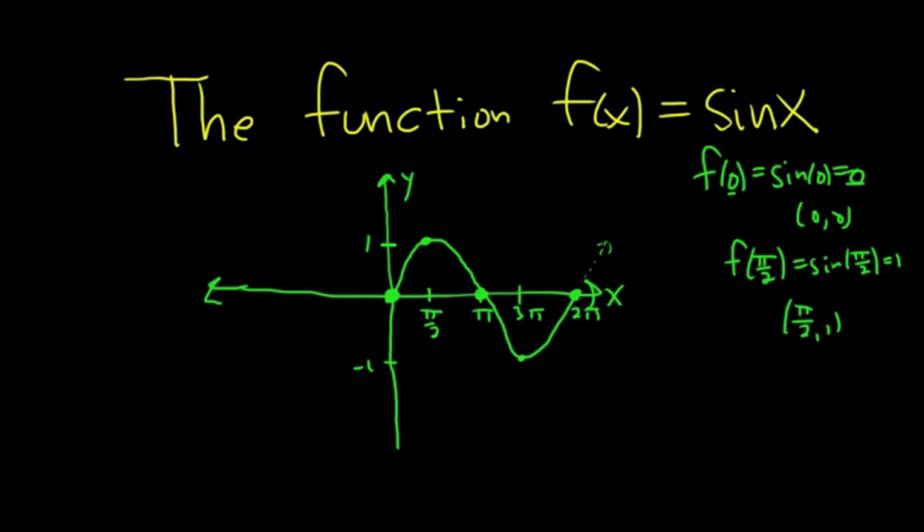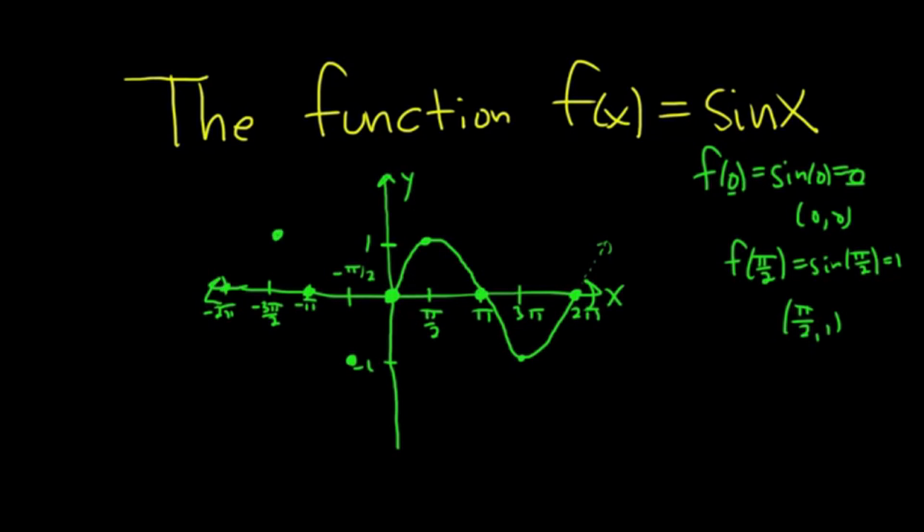If you go backwards, into the negative x values, here you would have negative pi over 2, then here negative pi, then here negative 3 pi over 2, and then here negative 2 pi. At negative pi over 2, you're at negative 1, so you're down here. At negative pi, you're back at 0. At negative 3 pi over 2, you're at 1. And at negative 2 pi, you're here.